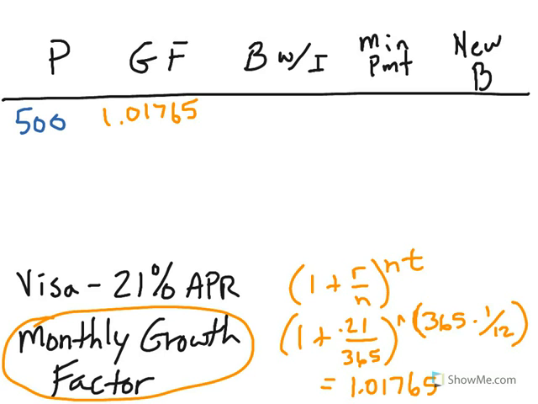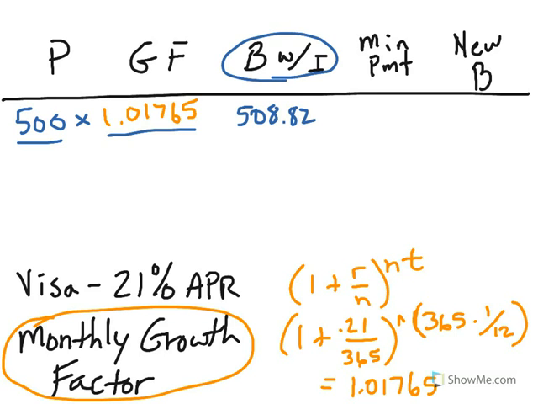Now, if I spend $500, after a month, this is how much it will grow, so I need to multiply those two things together. And when I do that, I get 508.82. Okay, now that's basic. That's called my balance with interest. That's how much I owe them after they add in the interest for only 1 month. So it looks like, well, I had $8 or $9 of interest in 1 month.